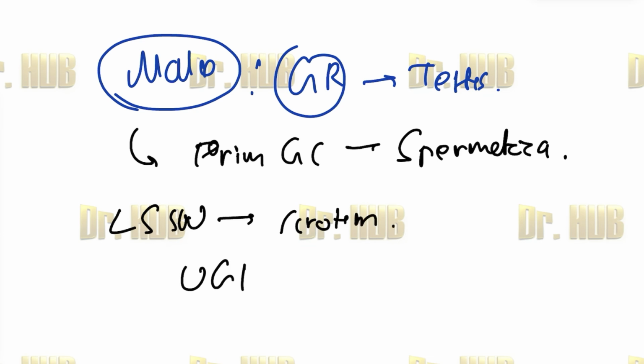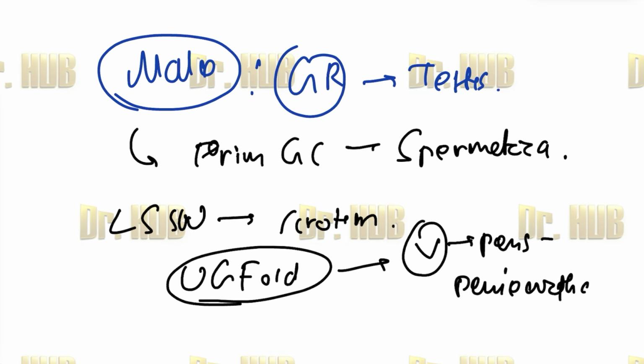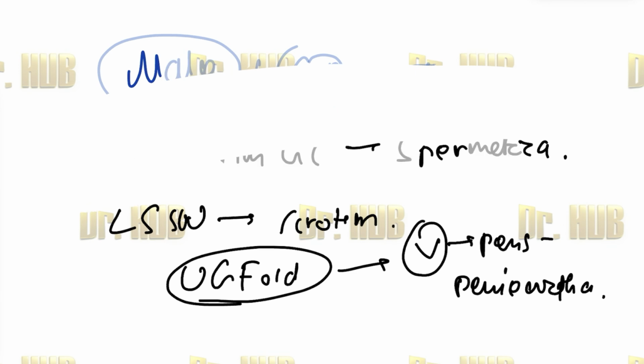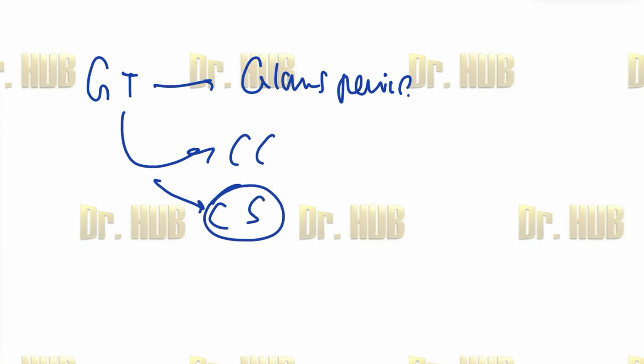Then talking about the urogenital folds. In females, it was the labia minora. Here it is a ventral aspect of the penis, and that is nothing but the penile urethra. Next is moving on to the genital tubercle. So under the genital tubercle, it includes a glans penis. Other parts of the genital tubercle give rise to the corpus cavernosum as well as the corpus spongiosum.